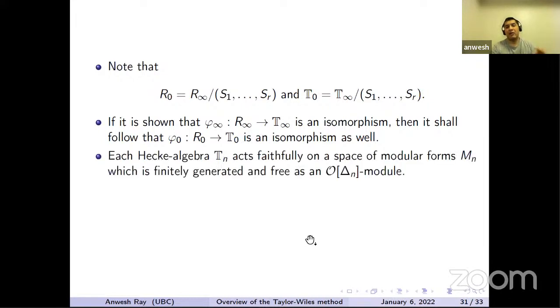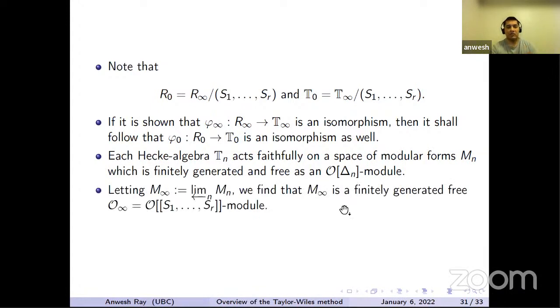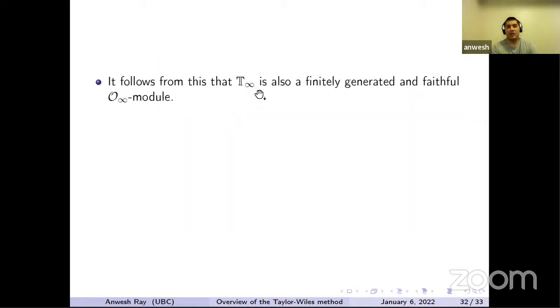Okay, so now why is this map phi infinity an isomorphism? The point is that the Hecke algebras act on spaces of modular forms. So Tn acts on a space of modular forms, which is finitely generated and free as an O delta n module. Let Mn be the space of modular forms on which Tn acts, and let M infinity be the inverse limit of these Mn's. Now M infinity is also going to be finitely generated and free as an O infinity module. So T infinity acts on M infinity in a faithful way. So T infinity also has to be finitely generated and faithful as an O infinity module. So T infinity is just going to be an integral extension of O infinity.